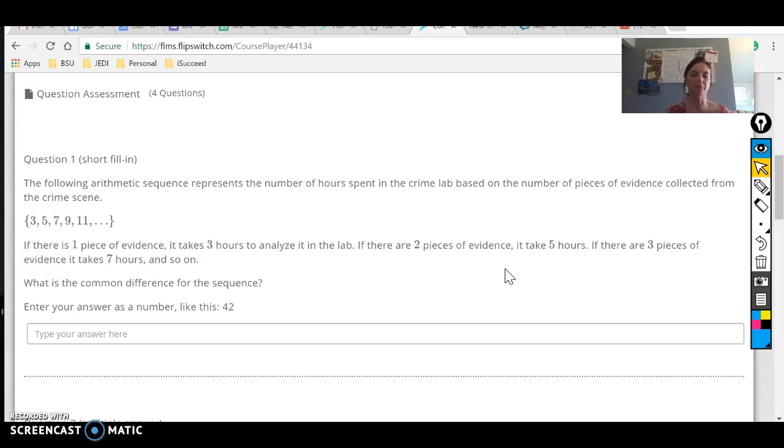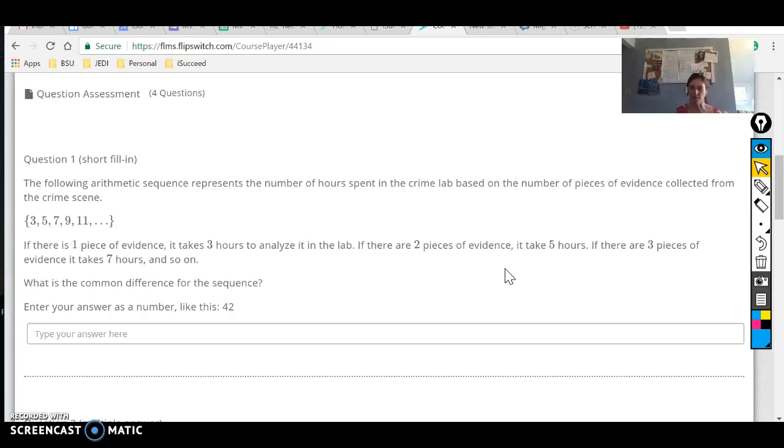The following arithmetic sequence represents the number of hours spent in the crime lab based on the number of pieces of evidence collected from the crime scene. So the sequence goes 3, 5, 7, 9, 11, etc. If there is one piece of evidence, it takes 3 hours to analyze it in the lab. If there are 2 pieces of evidence, it takes 5 hours. If there are 3 pieces of evidence, it takes 7 hours, and so on.